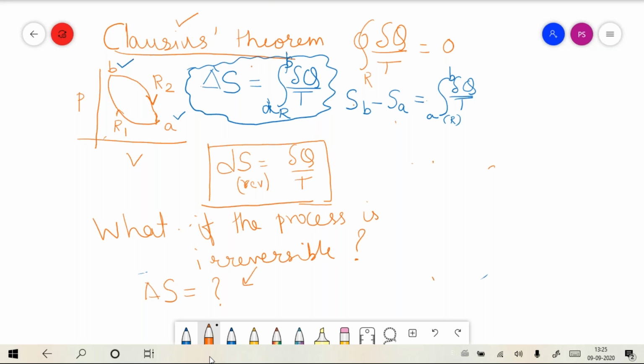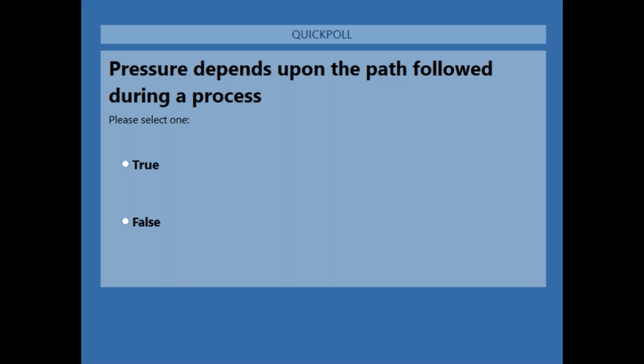Before discussing that, I would like to test you on whatever you have been taught. Let me put up some poll questions to ensure that you are understanding the concepts. So I have launched the poll question before I take up part 2 of the discussion. Pressure depends upon the path followed during a process.